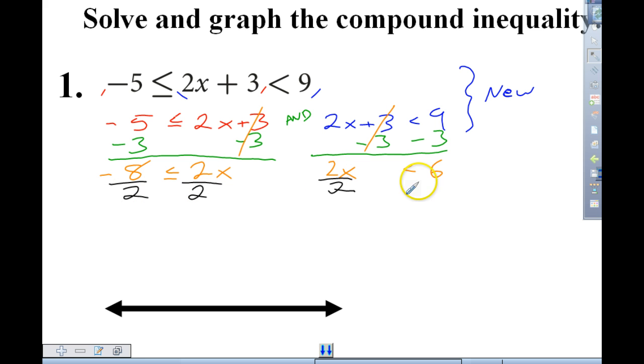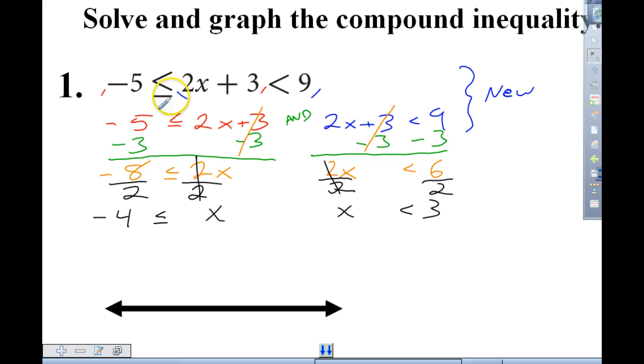Divide both sides by 2, divide both sides by 2. Again, same algebra, because they're both 2x. The algebra is the same. Both cancel out. -4 less than or equal to x means -4 is less than all our answers. And here, our answers are all less than 3.